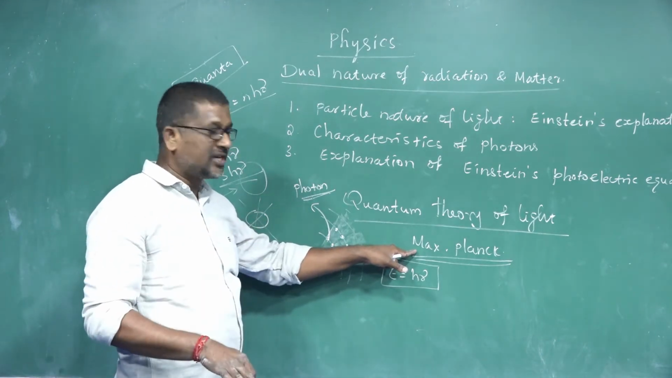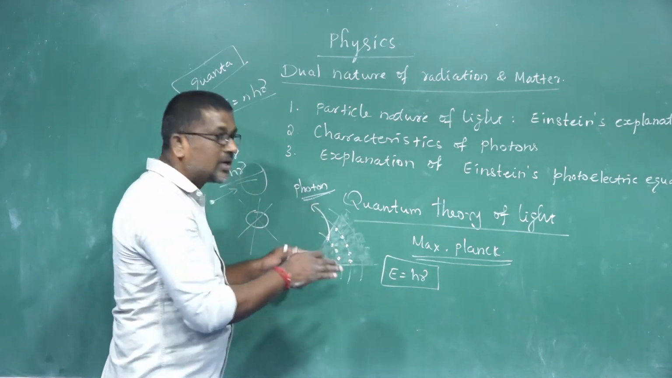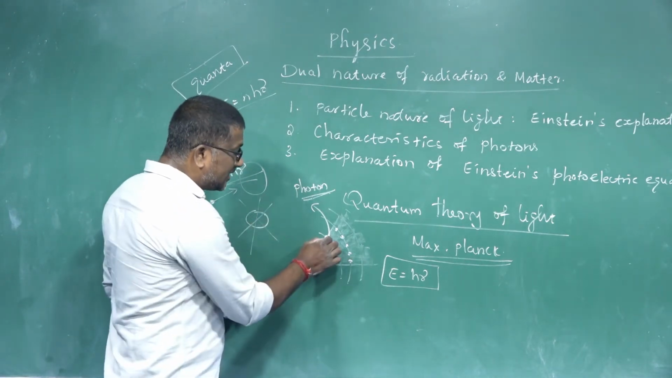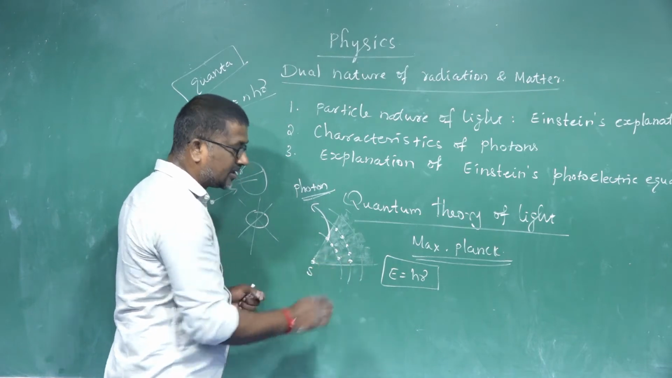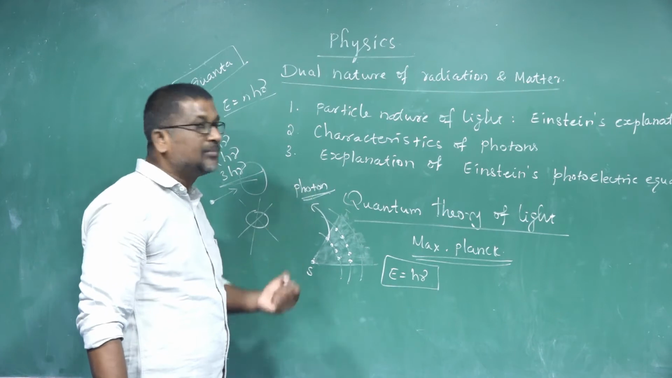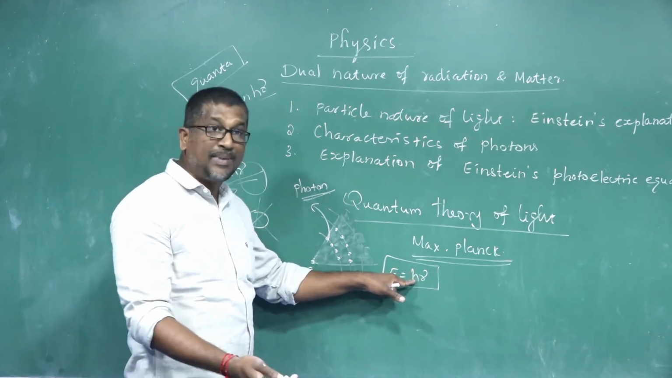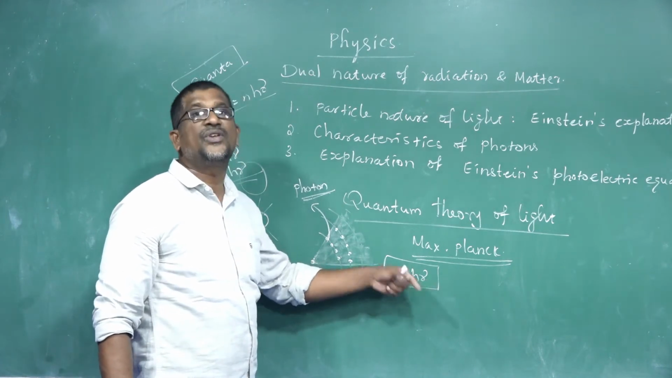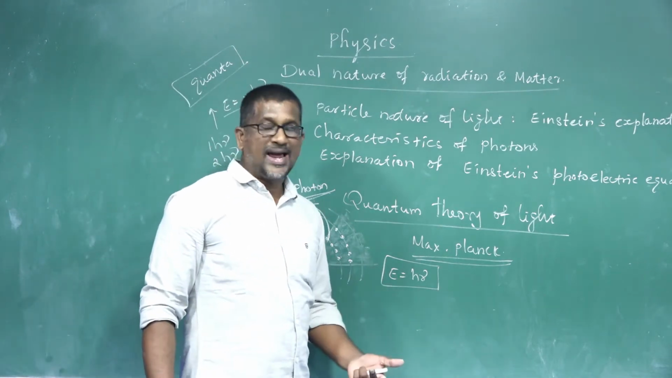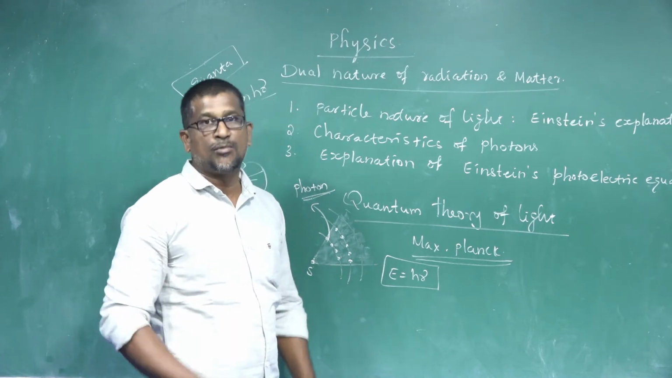But according to Einstein, the energy of light cannot be spread out over the wavefront, right? It is concentrated in small packets of energy, that is called photon, right? The energy of the photon is given by E is equal to h nu. Already I told you h is the Planck's constant and nu is the frequency of the radiation, right? And also Einstein proposed that the light photon has a linear momentum.